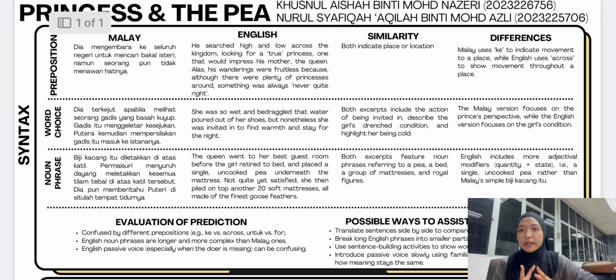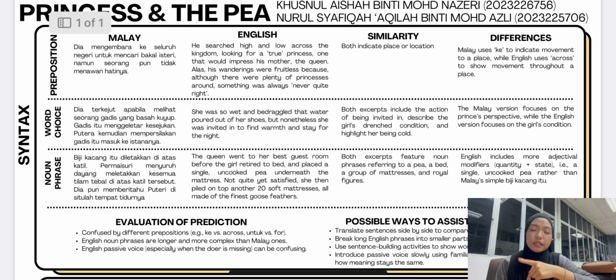So with the syntax all done, this is the evaluation of prediction of the linguistic items in syntax that may or may not cause difficulty in learning. L2 learners may be confused by the differences in prepositional usage, like ke versus across or untuk versus for, due to the structural and contextual mismatches between Malay and English.